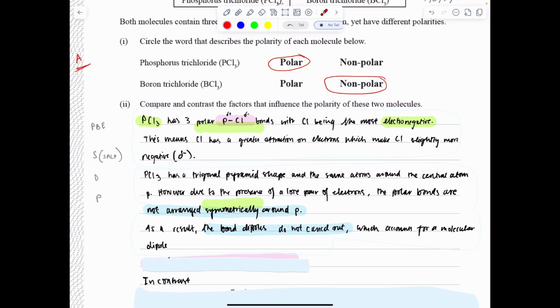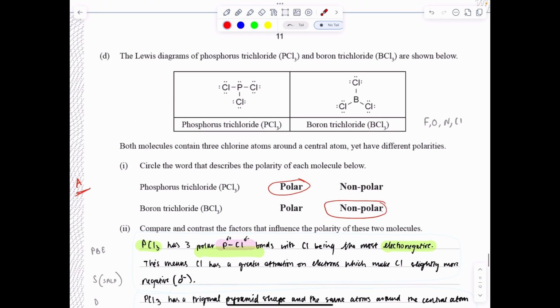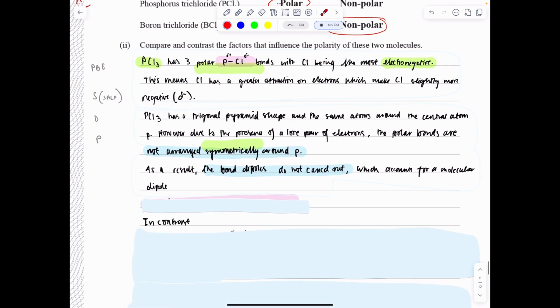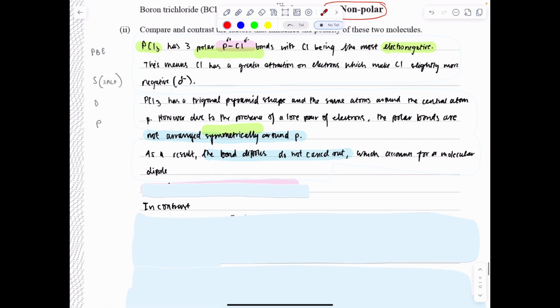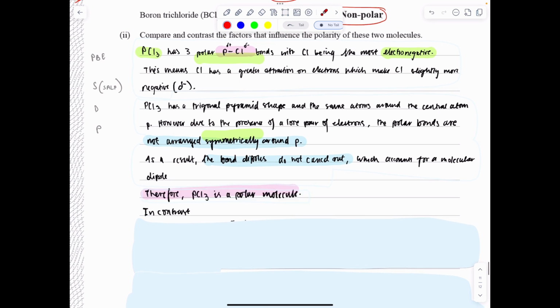Okay, then I talk about the dipoles and whether they cancel out or not. As a result, the bond dipoles do not cancel out because it's not symmetrical, okay, which accounts for a molecular dipole. So overall there's a molecular dipole where one end is more negative than the other ends, okay. So, tying it all together, therefore PCl3 is a polar molecule, okay.